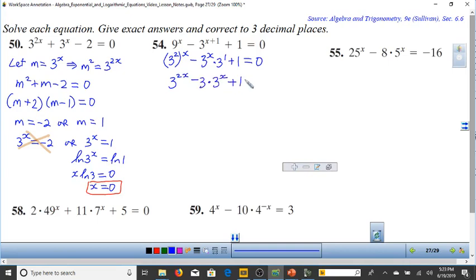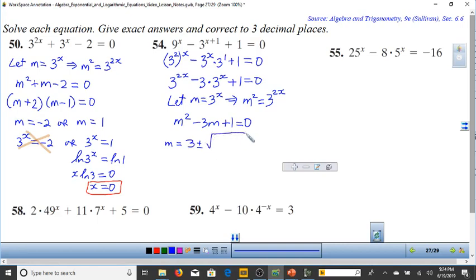And then if I let m equal to 3 to the x, which would mean m squared would be 3 to the 2x, we'll have m squared minus 3m plus 1 equal to 0. This one cannot be factored, so we have to use the quadratic formula. m is equal to negative b plus or minus the square root of b squared minus 4ac, divided by 2a. So that means m is equal to 3 plus or minus the square root of 5, over 2. You will see that both of these answers actually work. So I'm going to leave you to check the answers to this one, and we'll move on.